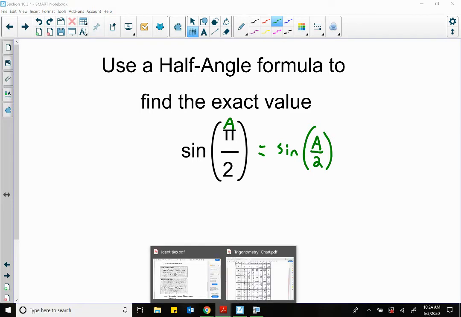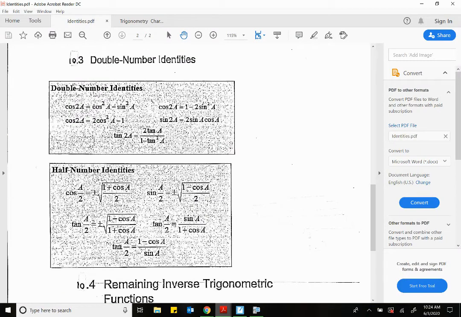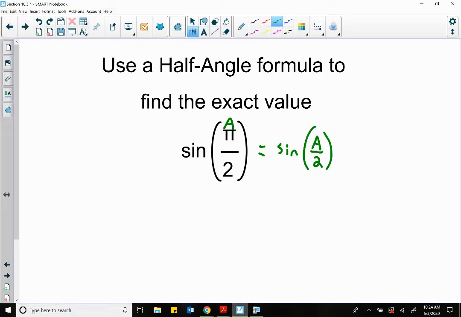Okay, so if we go to our notes, you're just running this straightforward. Here's your half angle formula. You need to run it. So go ahead, pause the video, give it a shot. Go.